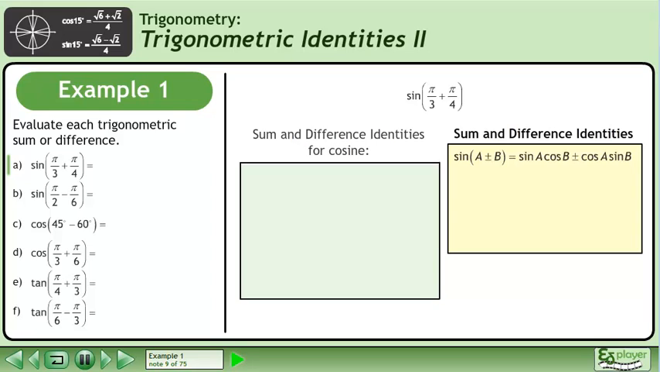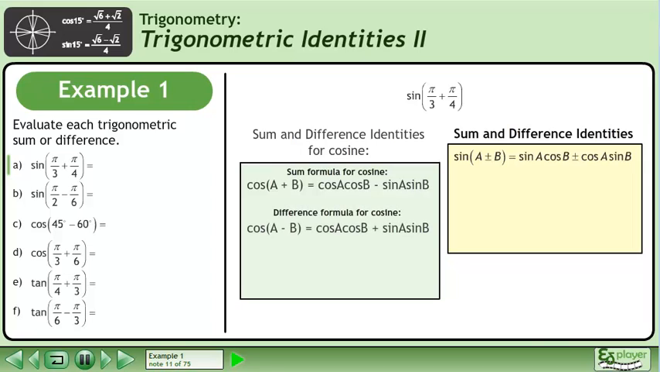Now we'll state the sum and difference identities for cosine. The sum formula for cosine is cos of a plus b equals cos a cos b minus sine a sine b. The difference formula for cosine is cos of a minus b equals cos a cos b plus sine a sine b.